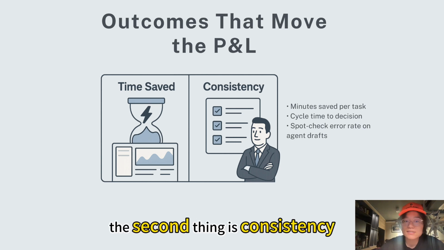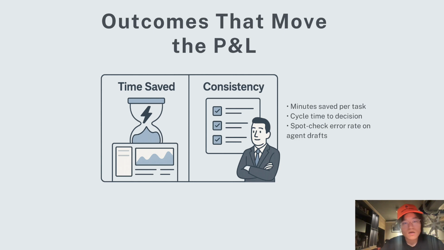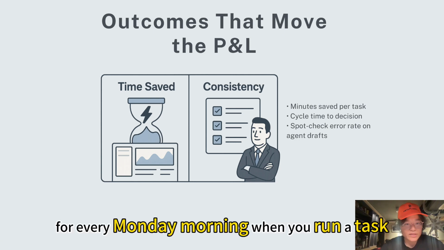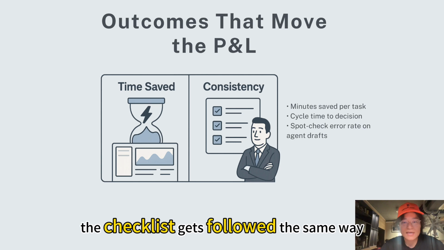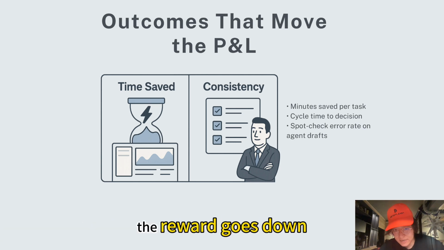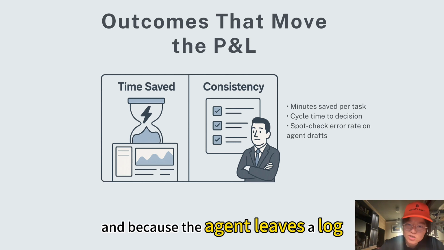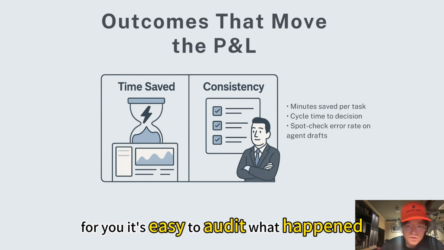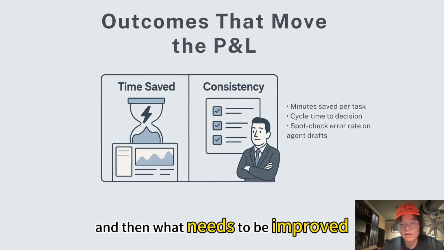The second thing is consistency. For every Monday morning when you run a task, the checklist gets followed the same way every single time. The quality goes up, the rework goes down. And because the agent leaves a log for you, it's easy to audit what happened and what needs to be done.